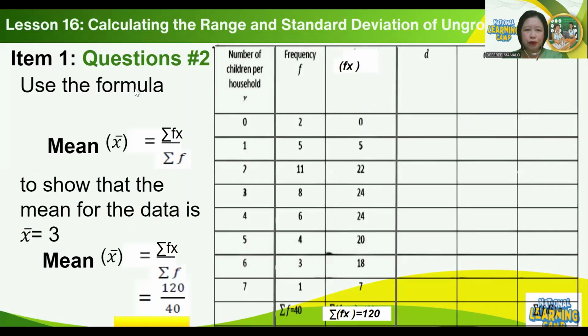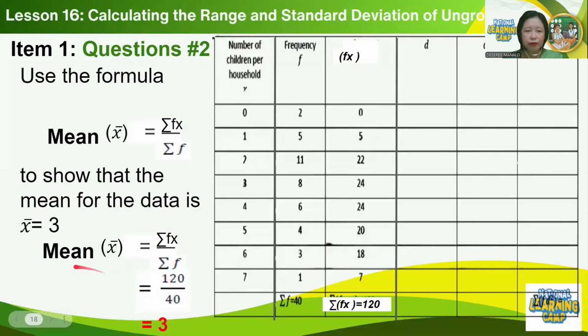For question number 2, use the formula for the mean, x bar, which is equal to summation of fx divided by summation of f, to show that the mean for the data is 3. So just substitute: we have 120 divided by the summation of frequency, 40. So 120 divided by 40, the answer is 3. So we prove that the mean of this given data is 3.